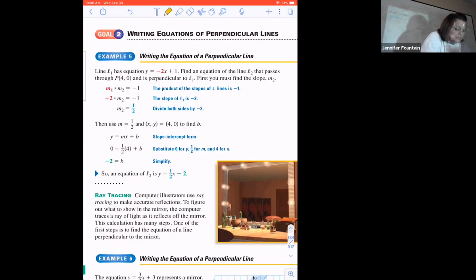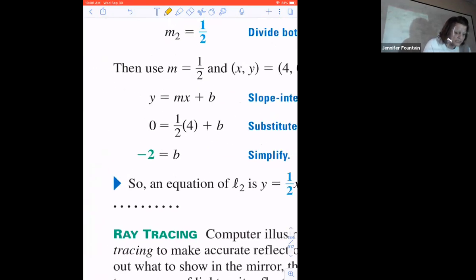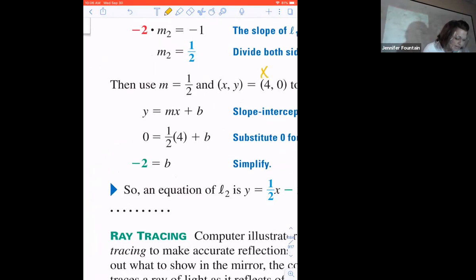Find an equation of the line 2 that passes through 4, 0 and is perpendicular to line 1. First, you must find the slope, m2. So that's what they did first, they found the slope of line 2, which was 1/2. Then they used that slope, and they used 4, 0 to find b. So if 4, 0 was my point, remember 4 is x, 0 is y. So here they plugged in 0 for y, 4 for x. So they have 0 equals 1/2 times 4 plus b. They were able to solve and find that b is -2.